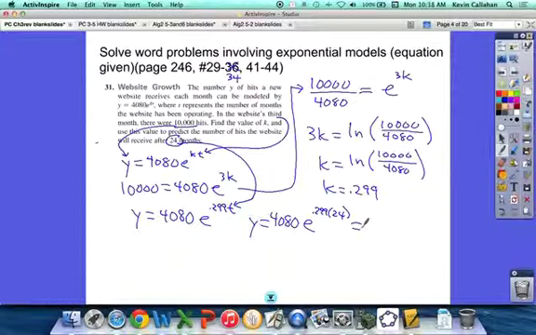0.299 times 24. 5,335,280. I guess since it's a number of hits, I should just round it to the nearest, 5,335,281, 282, as a number of hits. Does that look right? Okay.